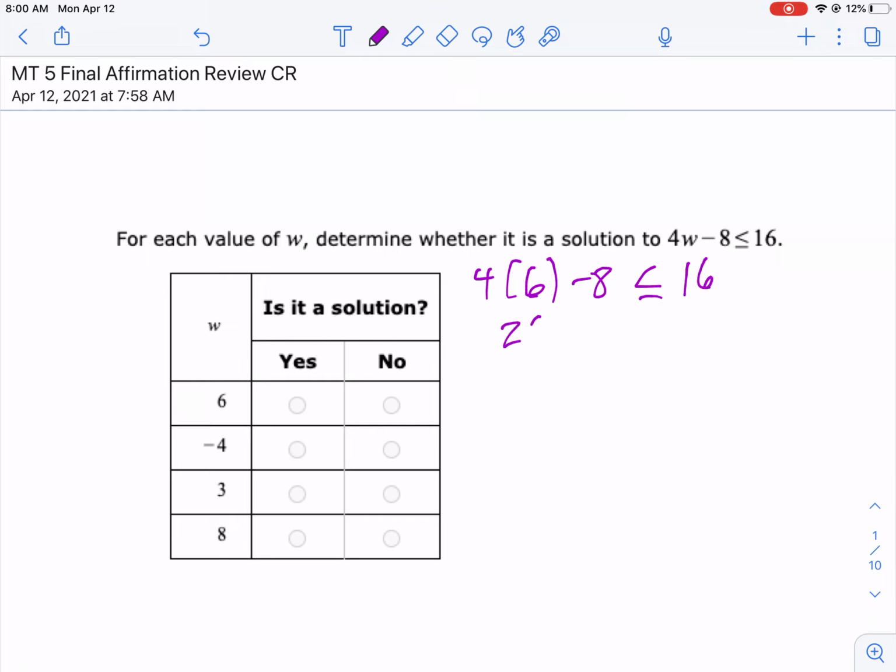Well, 4 times 6 is 24. 24 minus 8, is that less than or equal to 16? Well, it equals 16. So yes, that's true.